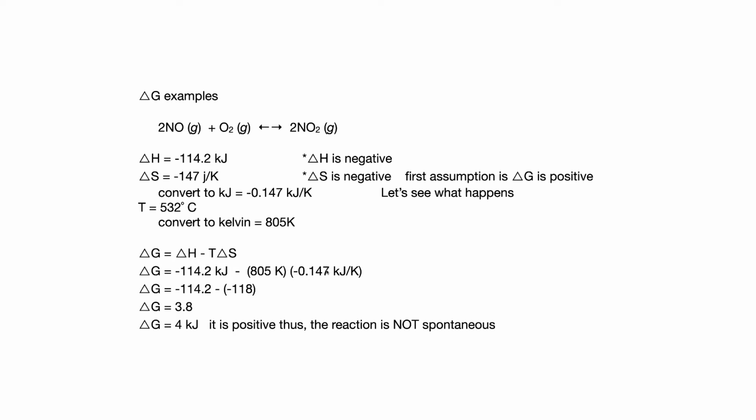Don't forget your significant figures. We've got negative 114.2 minus a negative 118. You notice we're subtracting here, which means that we have to be as precise as our least precise, which would be 118. So our answer ultimately will not have anything to the right of the decimal. So we subtract this, we get 3.8. That rounds to 4 kilojoules. This is a positive number, which all of this tells us that this reaction is not spontaneous.